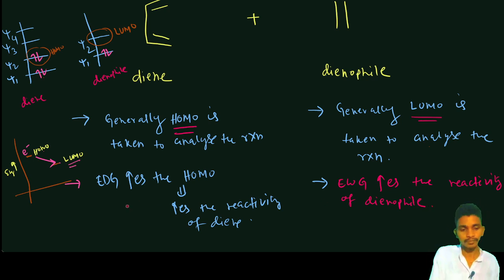Okay, so that's what I say, that electron donating groups increase the HOMO, whereas electron withdrawing groups increase the reactivity of dienophiles. So what we see is that if electron donating groups are present in a diene, then that is very good for the Diels Alder reaction, whereas for dienophiles, if electron withdrawing groups are there, then that is good for the Diels Alder reaction.